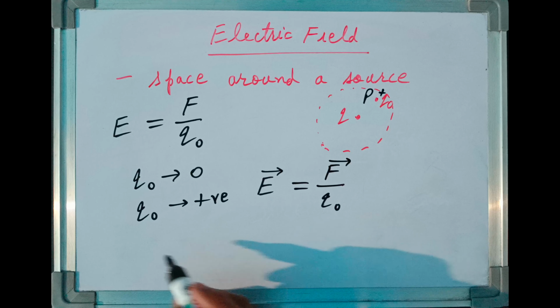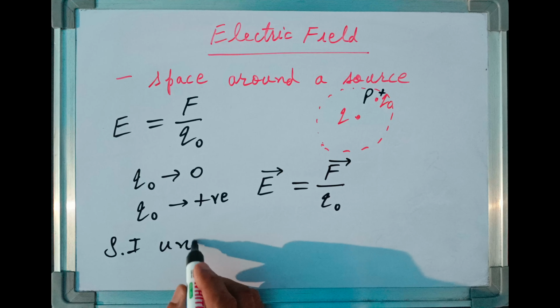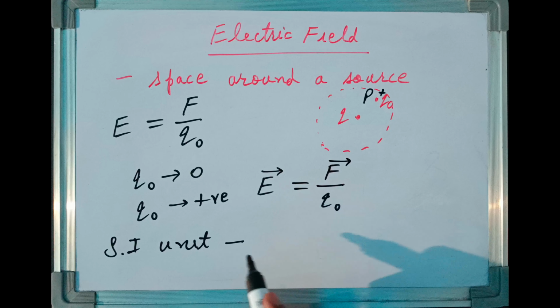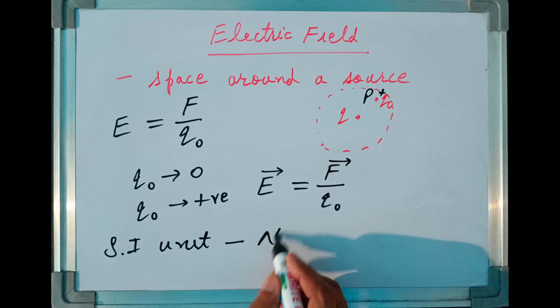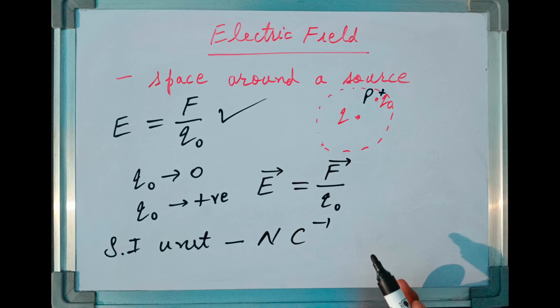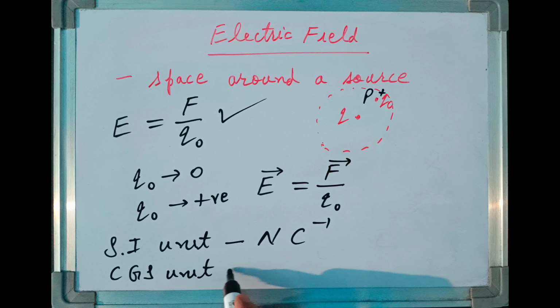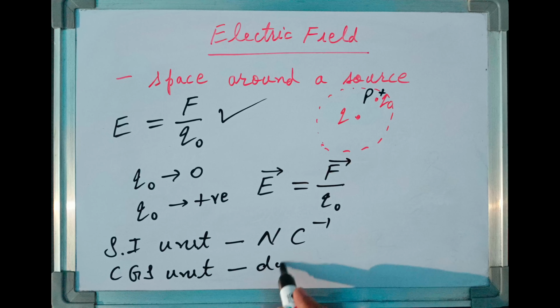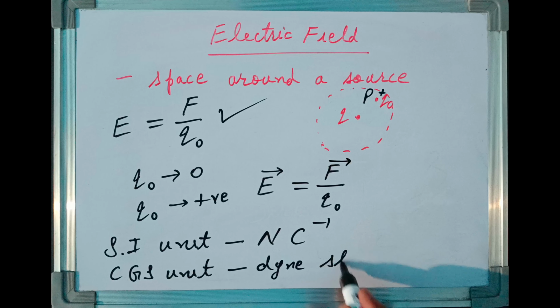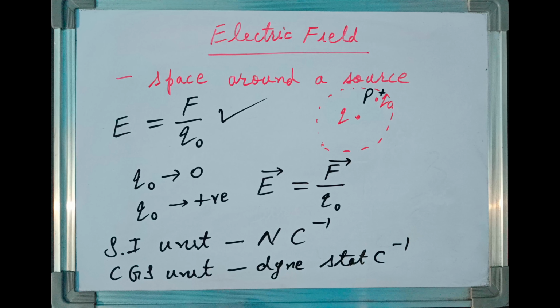Now let us come to the units of electric field. In SI units, electric field is measured as Newton Coulomb minus 1. It is clear from this definition of electric field. And in CGS system of units, we can write dyne per statcoulomb, that is dyne statcoulomb minus 1. Okay. So these are the units of electric field.